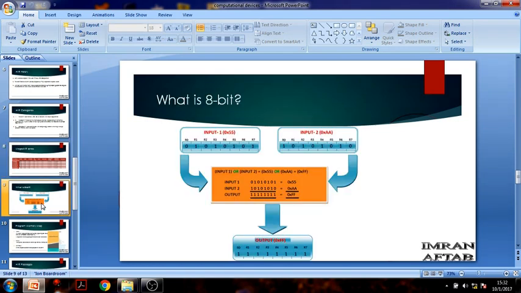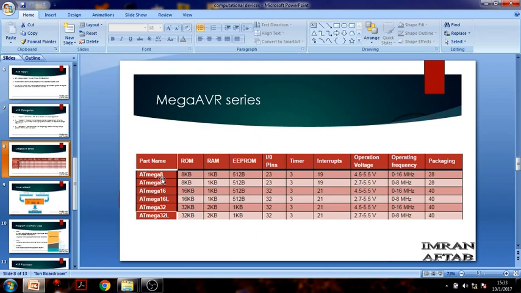Here is the description about the 8-bit. What is 8-bit? As I have already told you, 8-bit means it can process 8 bits of data. Bit means the smallest unit, which can be 1 or 0. So it can process eight 1s and 0s at a time. And here we are going to use ATmega8.